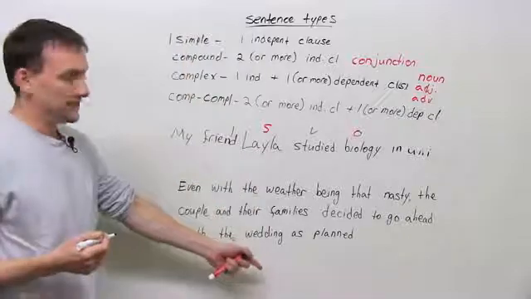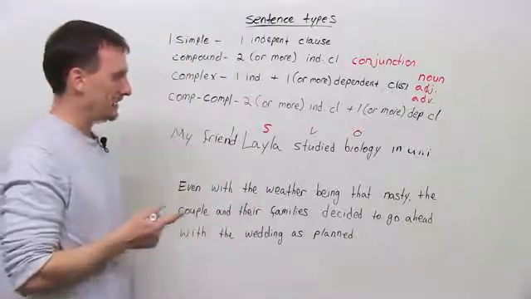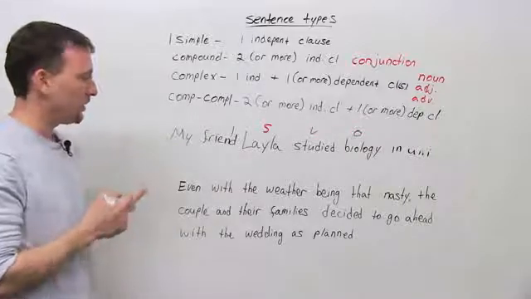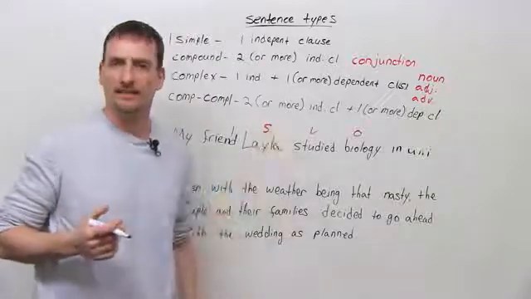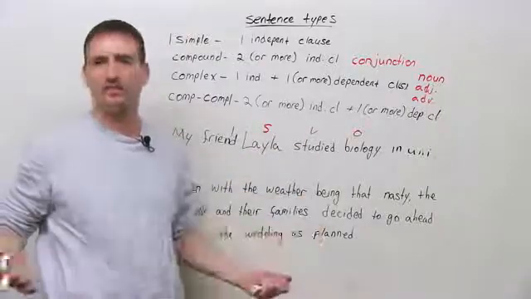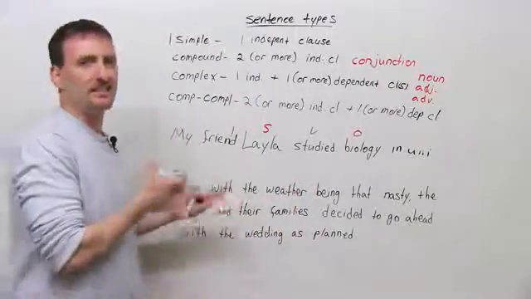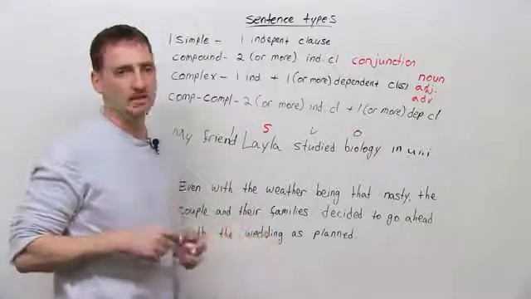Now, let's look at this sentence. First, let me read it to you. Even with the weather being that nasty, the couple and their families decided to go ahead with the wedding as planned. Now you're thinking, wow, that's got to be a complex sentence, right? It's so long. There's so much information in it. But if we look at it carefully, it is still a simple sentence. Why? Because we only have 1 independent clause.